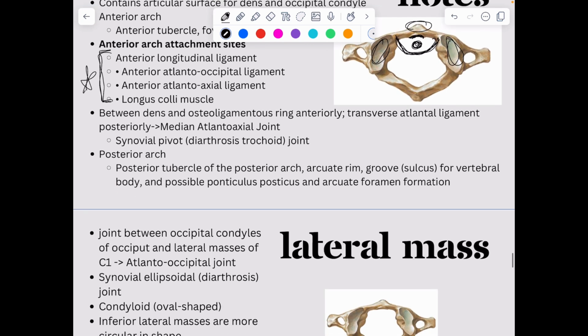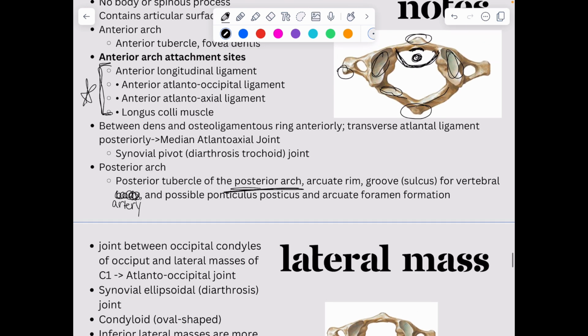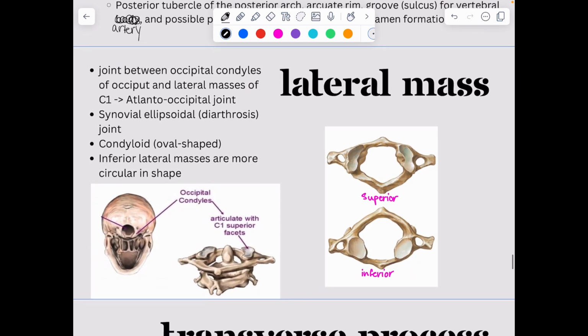The posterior arch, we have the posterior tubercle of the posterior arch. You have to put posterior arch because guess what? We have a posterior tubercle on the transverse process. So with that being said, we also have the arcuate rim, right? And then we have the groove or the sulcus for the vertebral artery. And a possible ponticulus posticus and arcuate foramen formation, which we talk about here in a little bit.